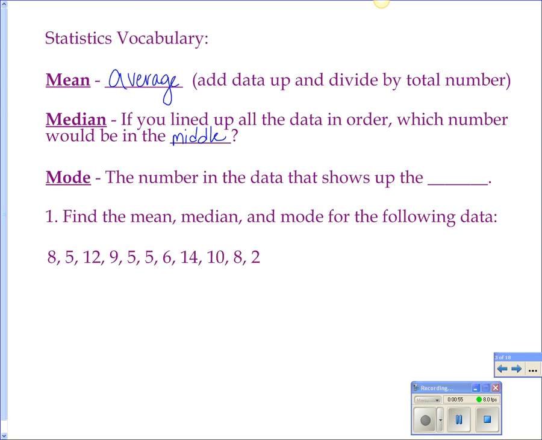The mode is the number that shows up the most. Mode, most. Mode and most. Okay? All right, so number 1 says find the mean, median, and mode for the following data.